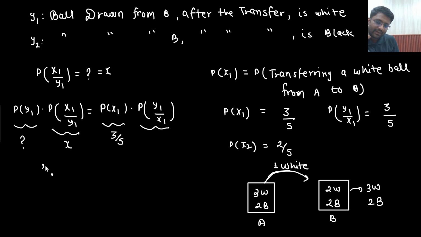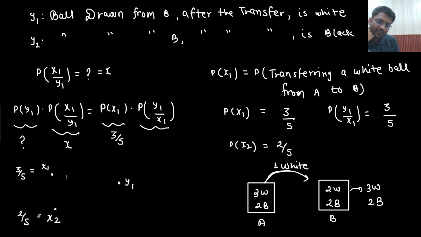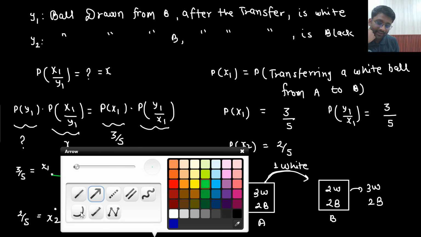Now if I make the flow diagram, probability of x1 is 3 by 5, probability of x2 is 2 by 5. Now I need to care about only y1. Why do I only need to care about y1? Because I need P of y1, I need P of x1, that is already there. y1 by x1 I already know. So I only need to care about P of y1. So y1 could be coming from here. What is the probability? Probability is 3 by 5. The y1 can come from here as well.